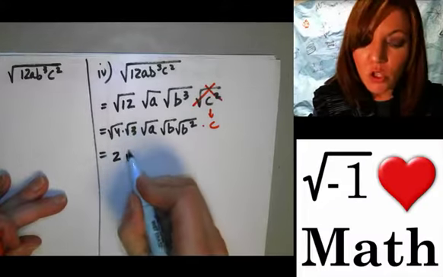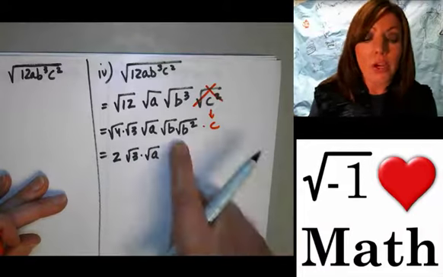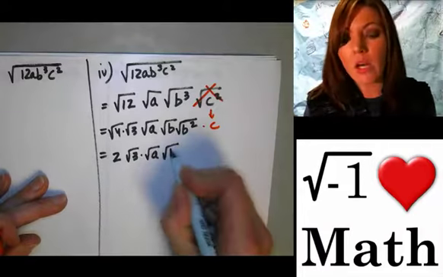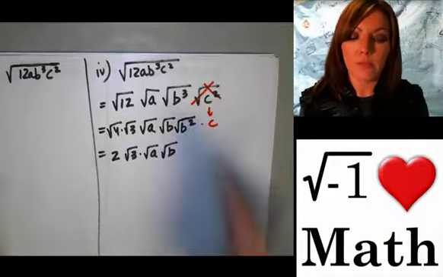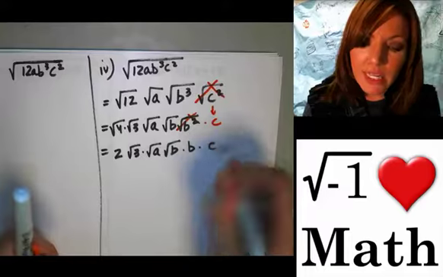Okay, so everybody, what's the square root of 4? 2. There is no square root of 3. We're going to leave that alone. There is no square root of A. We're going to leave that alone. There is no square root of B. We're going to leave that alone. What is the square root of B squared? B, so they cancel each other out. So we have a B, and we have that C from before.